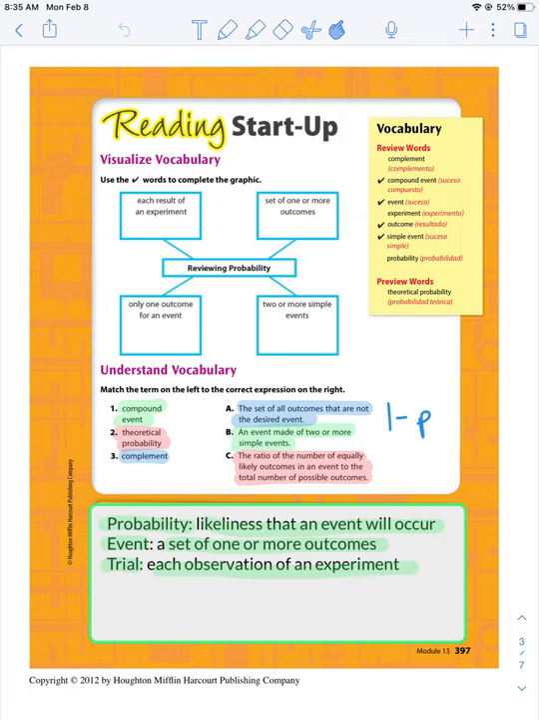All right, so those 5 words are pretty important. Ooh, 6 words. And then there's one more. A simple event up here is an event with only one outcome.